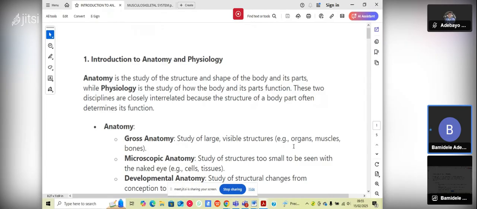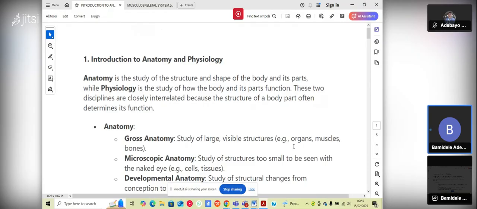So, for instance, if we look at the heart, looking at its physical appearance and structure, the study of that structure is anatomy. And when we look at what the heart does, why the structure is that way, why it has muscular fiber, why it has a hollow shape, that is when we're talking about physiology. So both of them are different, they are separate, but they are very, very closely related.